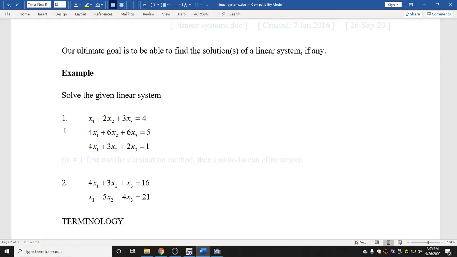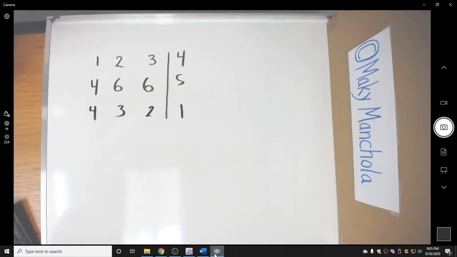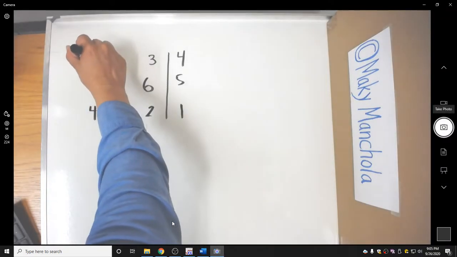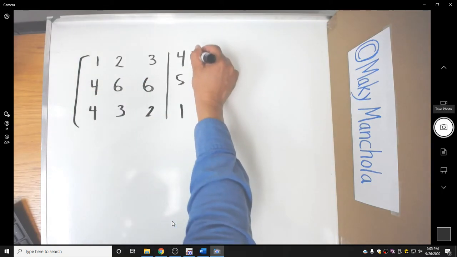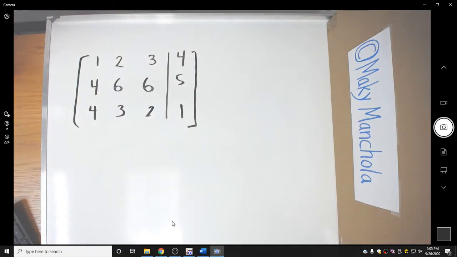4x1 plus 6x2 plus 6x3 equals 5. And 4x1 plus 3x2 plus 2x3 equals 1. Okay, so this is going to be the familiar elimination method of pre-calculus algebra.